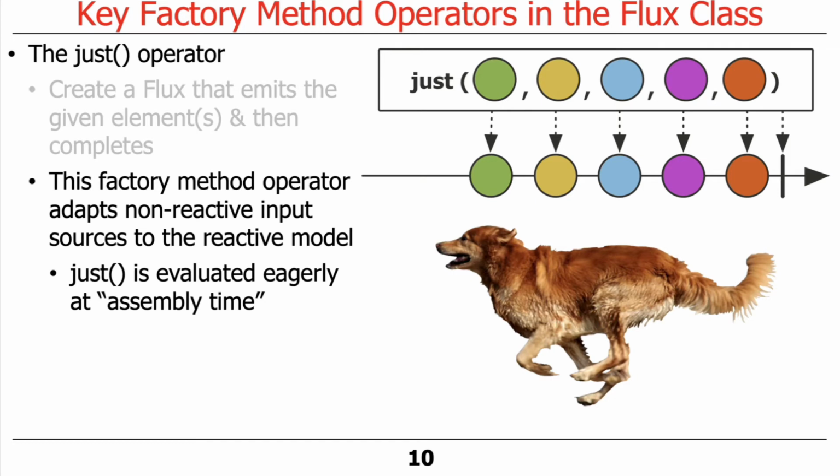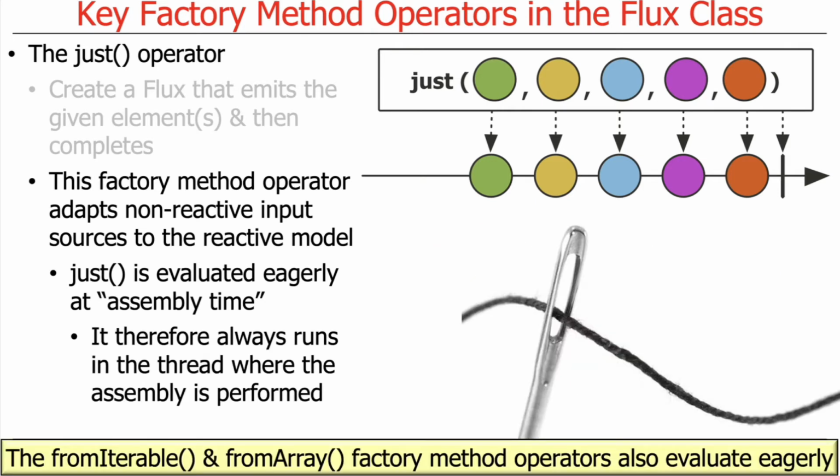Again, it's evaluated eagerly at assembly time. Therefore, it always runs in the thread where the assembly is performed, which may not be the same thread where the actual computation takes place at runtime. And keep this in mind when we talk later about the subscribeOn operator and how it affects flux streams. You'll see it basically has the same semantics that mono's subscribeOn operator does, in that eagerly evaluated methods like just or fromIterable, which we'll talk about, or fromArray, which we'll talk about, are all evaluated eagerly in the thread in which they're assembled, as opposed to the thread in which the actual call is running at execution time, which would be for lazy operators. We'll talk about lazy operators too.